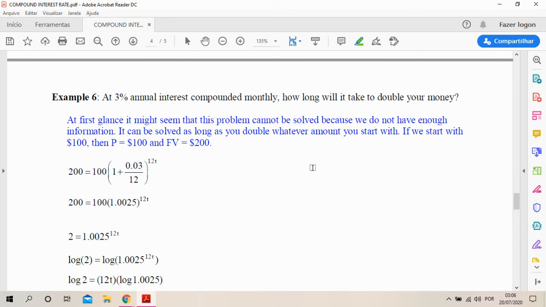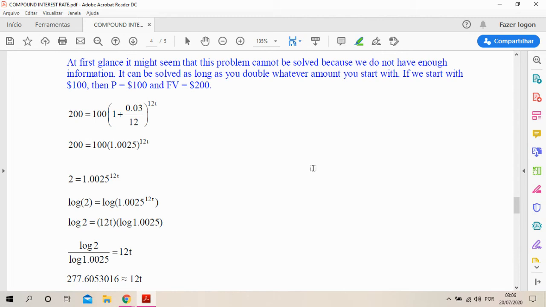Now let's see the last example, example 6. At 3% annual interest compounded monthly, how long will it take to double your money? At first glance, it might seem that this problem cannot be solved because we don't have enough information. It can be solved as long as you double whatever amount you start with. If we start with 100, then P is going to be 100 and the future value 200.